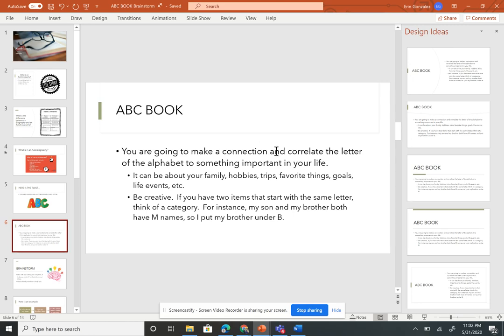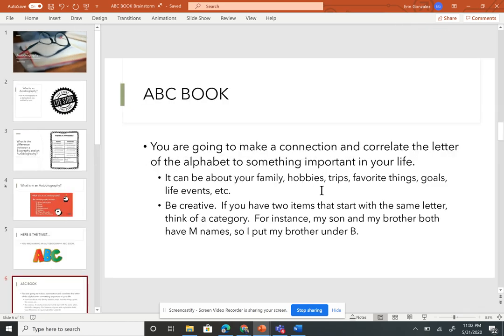So you're going to make a connection and correlate the letter of the alphabet to something important in your life. It can be about your family, hobbies. Hobbies, again, are things that you like to do, any trips you take, your favorite things, any goals for the future, and any life events. Be creative. If you have 2 items that start with the same letter, think of a category. For instance, my son, his name is Matthew, and my brother's name is Mark, and they both start with an M. So I put my brother, Mark, under B instead of M.